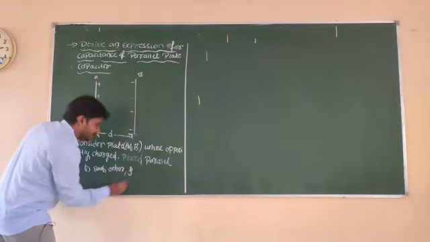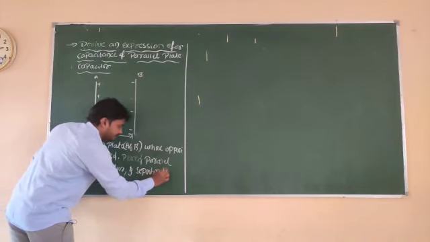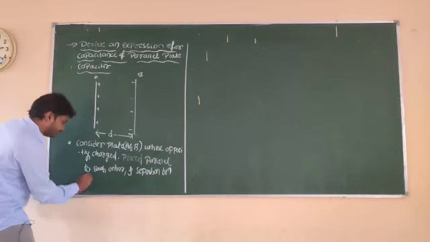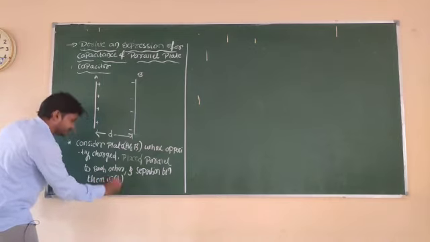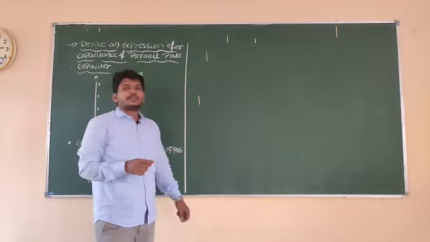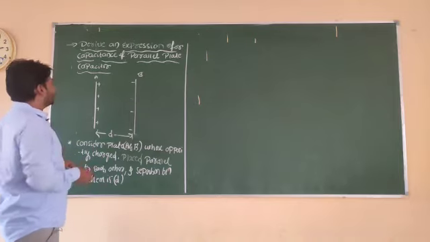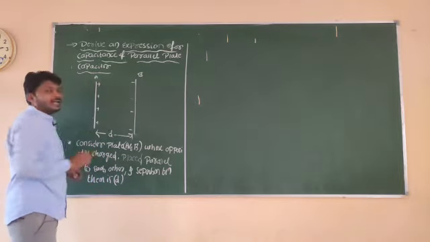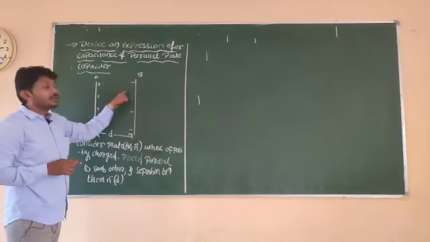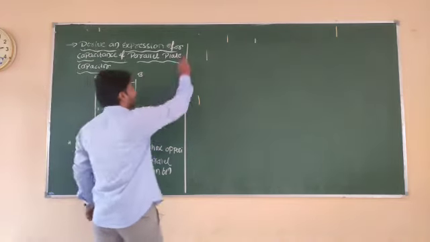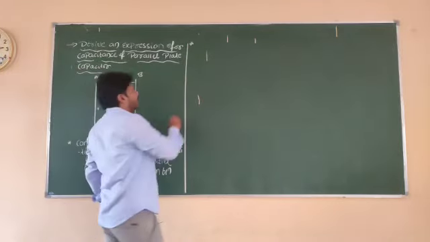So let me write it here: the separation between them is d. What is the separation between these two plates? The separation between the plates is d. Now let me calculate the electric field due to plate A as well as the electric field due to plate B. I want to calculate the electric field between plate A and plate B. So first let me find the electric field between plates A and B.